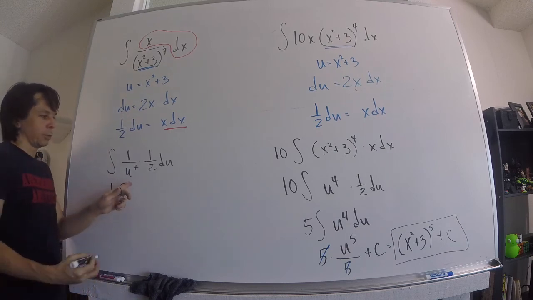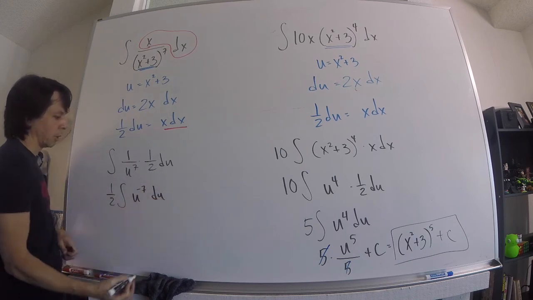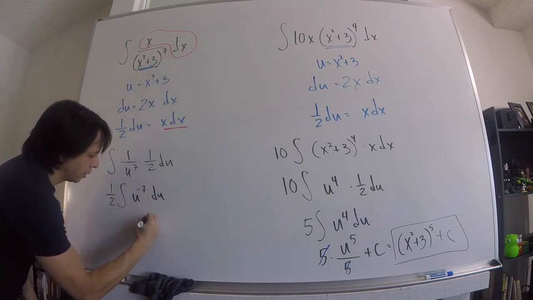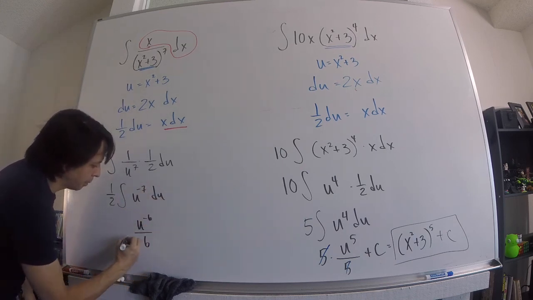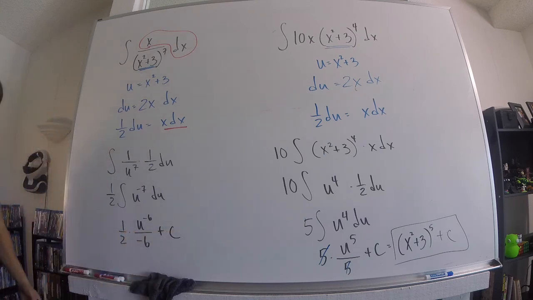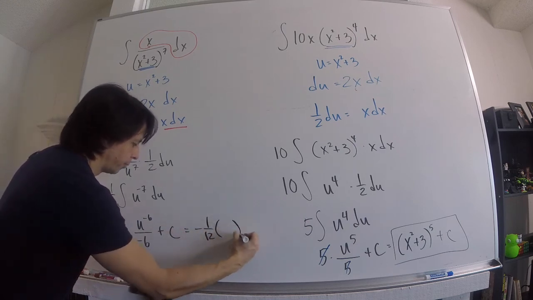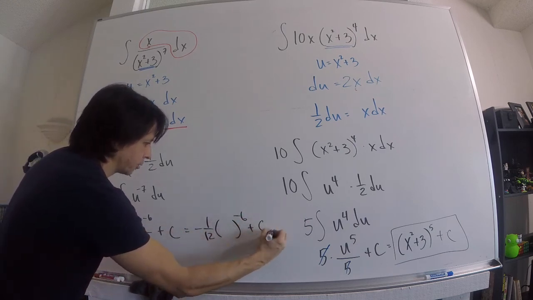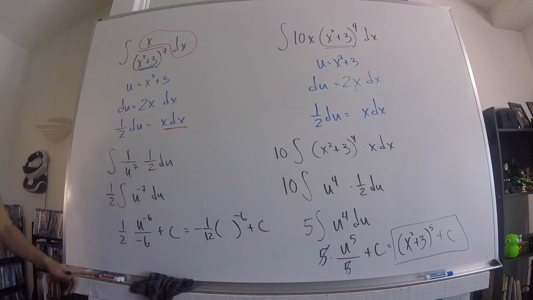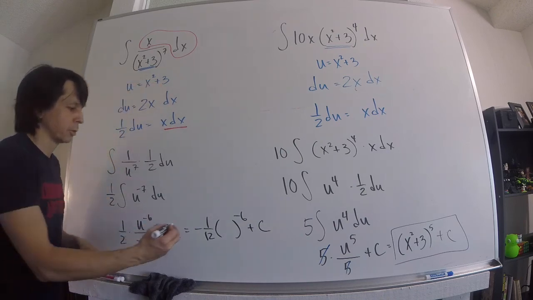How do I handle u to the 7th on the bottom? I rewrite it as u to the -7 and do the power rule on it. Add 1, divide by that power, bring this half down, tuck on your plus c, and so I'm going to get -1/12 u to the -6 plus c when I clean it up. And then again, I got to substitute back in terms of x, so I'm going to get the x squared plus 3 in there.